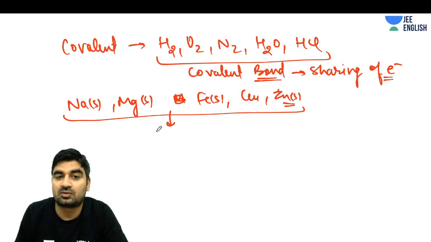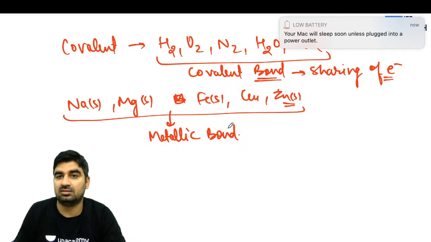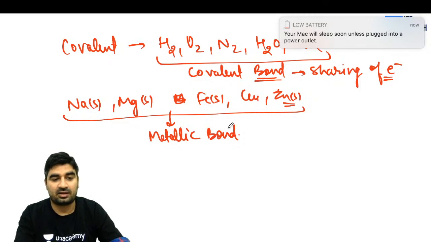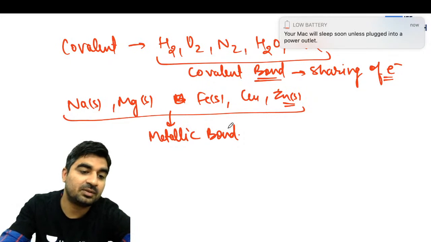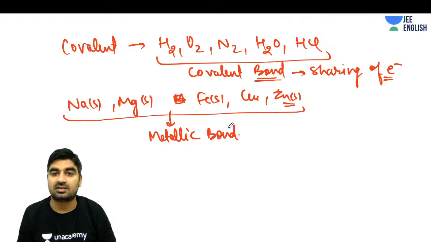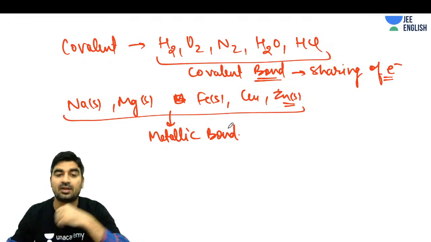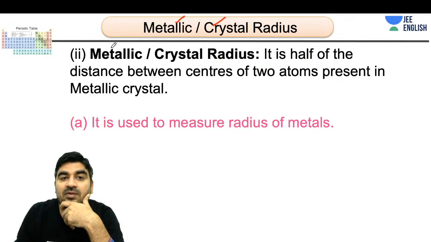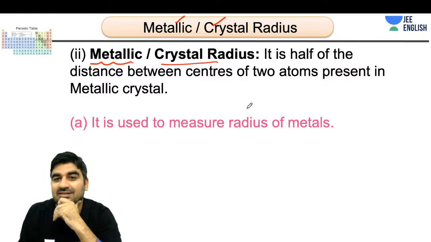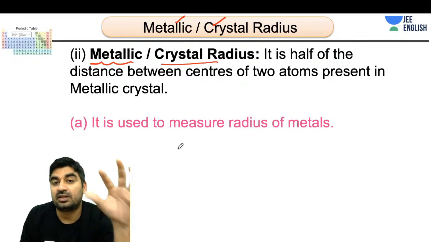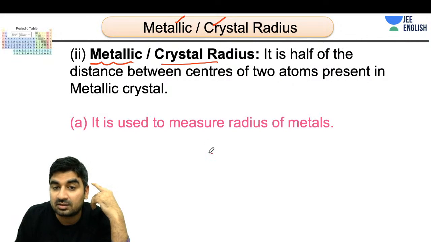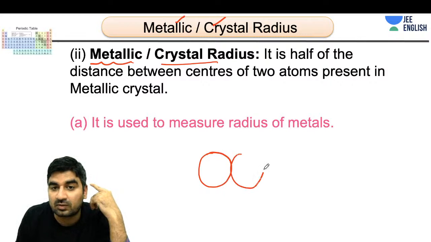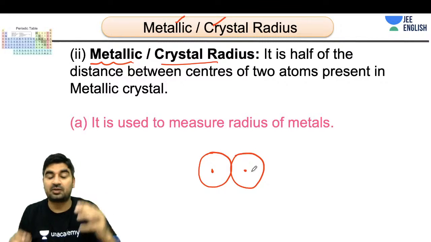For these metals, we use metallic bonding, right? In these metals, we have metallic bonding, and that metallic bonding is there in between metal atoms. Okay, guys. So in case of metallic bonding, we will use the metallic or crystalline radius. So in metal, when I'm considering the metal atom, there is one important point. Yes, in this case, I will not consider the overlapping. This is metal 1, this is metal 2. It will be like marble.